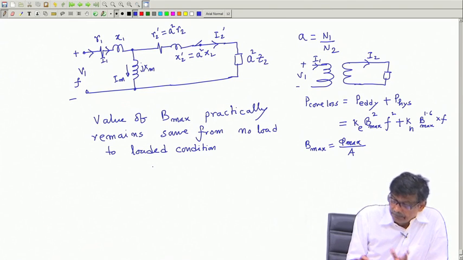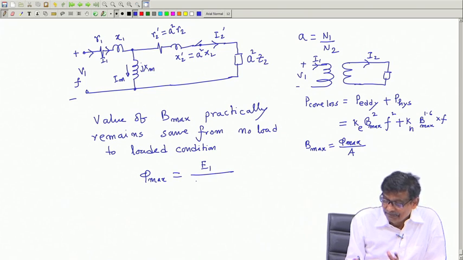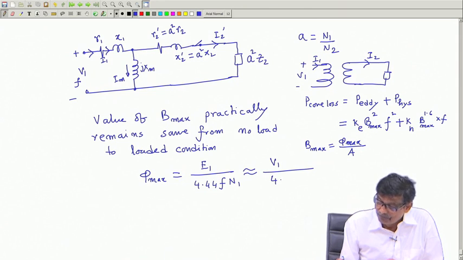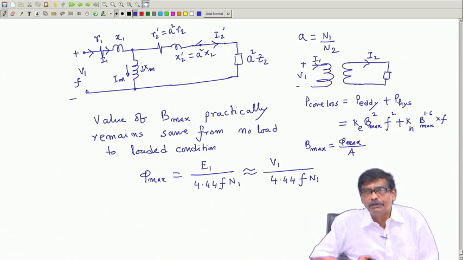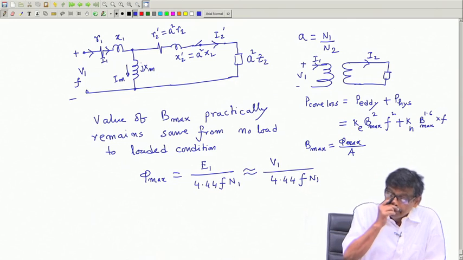So, what I am just trying to tell is that phi max we have seen is strictly equal to E1 by 4.44 F n1. But what I am telling, you just approximate this to V1 by 4.44 F into n1. So, a little variation of B max will take place from no load to full load, but otherwise it will be there.